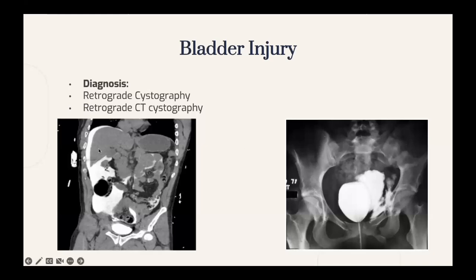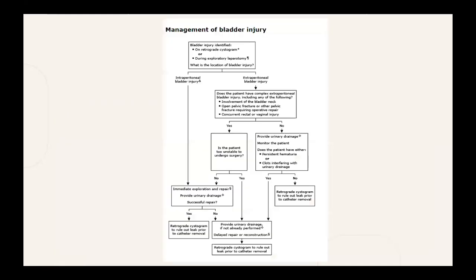It does not go inside the peritoneal space. In contrast with this picture, we can see a bladder injury that goes all the way up to the liver. So this is an intraperitoneal injury. And these two injuries have different management. This is why we need to do a retrograde cystography to assess if it's intraperitoneal or extraperitoneal. So how do we approach these patients?